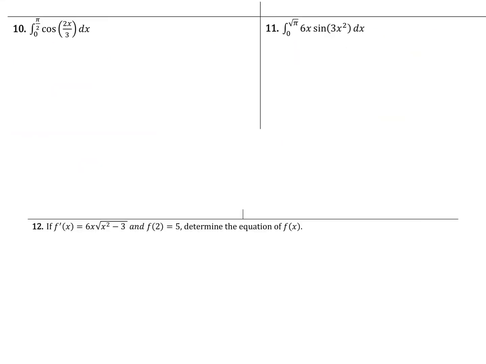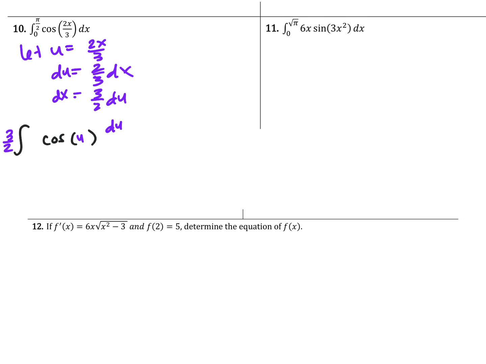Okay, if you're feeling confident, see how you can do on 10 through 12. Otherwise, I'm going to get things set up and then work through the new parts with you. So here we go. We're going to let u equal 2/3 x, so du is 2/3 dx. So dx is 3 over 2 times du, and I'm going to just pull that scalar out in front of the integral. And now we have the integral of cosine of u du.